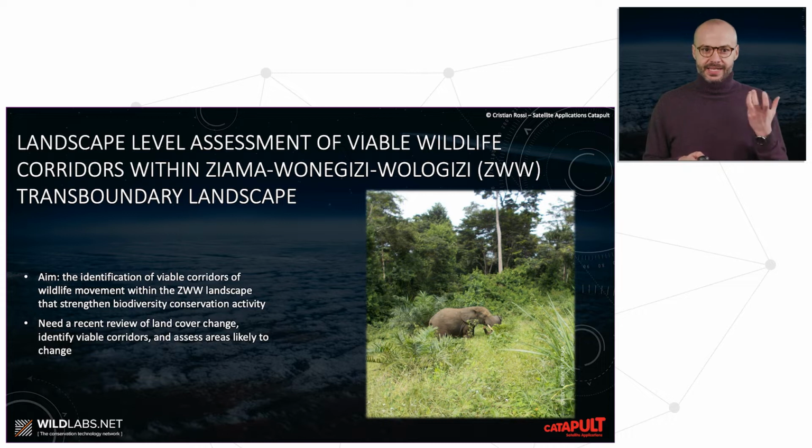Specifically, the need here was to do a recent review of land cover change in order to identify those corridors and also assess areas that are likely to change. If you have seen the previous videos, you can understand that those are terms that start to get familiar now with remote sensing. Land cover change is something that we can do with remote sensing data.